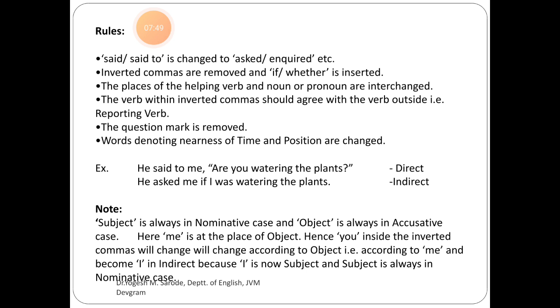Now this pronoun you will change because that is in second person. So you will change as per the listener. Here the listener is me. Me is a first person pronoun. So you have to use the corresponding pronoun of you while making it indirect. Always remember that the subject is always in the nominative case. You know there are three types of cases: nominative case, accusative case, and possessive case. I will read the note below. Subject is always in nominative case.